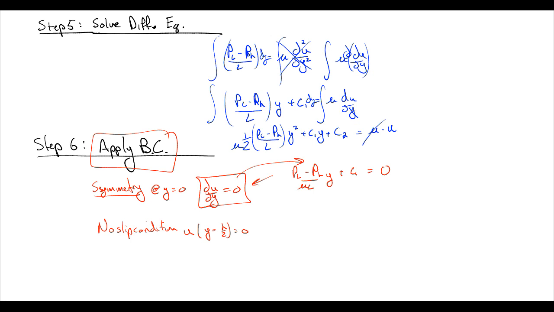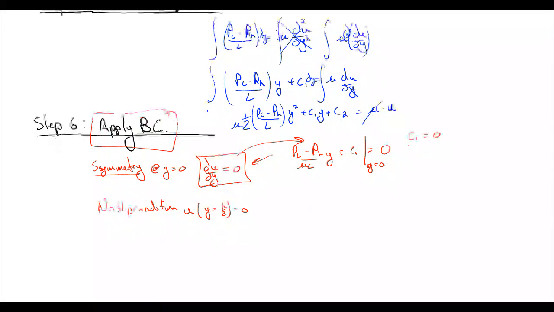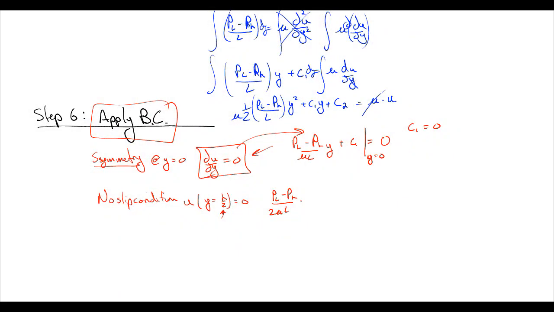Great, that's fantastic. In fact, that's why we did that boundary condition first. A little bit of experience has taught me that if you do that first, you'll cancel out one of your constants without having to solve for multiple constants at the same time using multiple equations. All right, so let's apply the no slip condition now. So we have (PL minus PH) over 2 mu L times, now y is equal to h over 2, so we have h over 2 squared plus C1 plus C2 is equal to 0. Great. So in this case, C2 is equal to negative (PL minus PH) over 2 mu L times h over 2 squared.